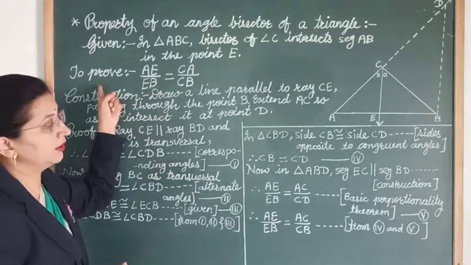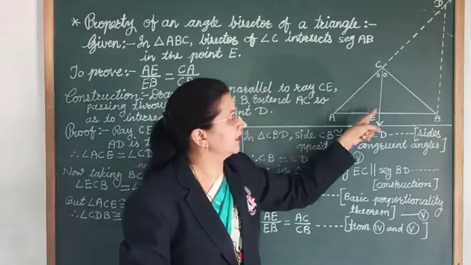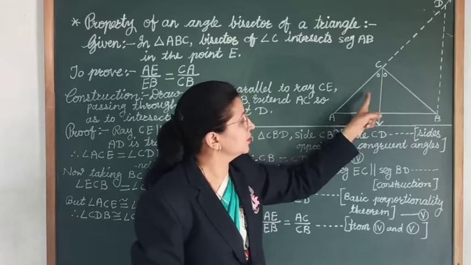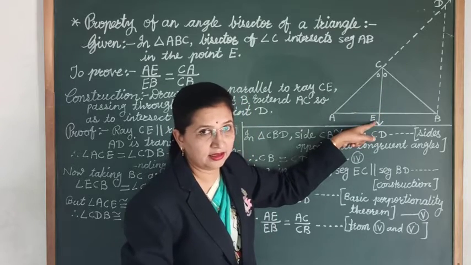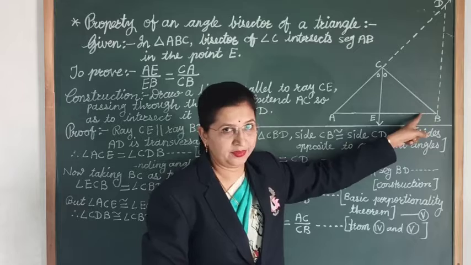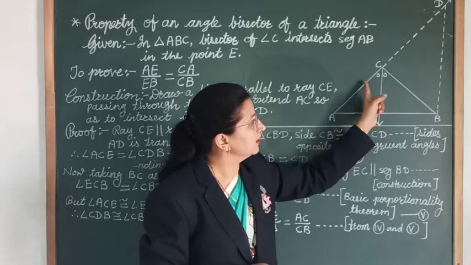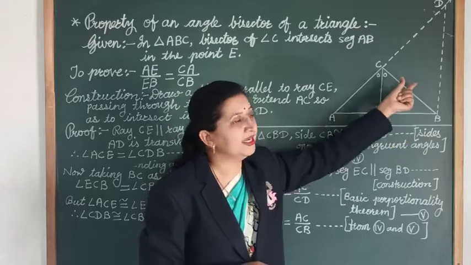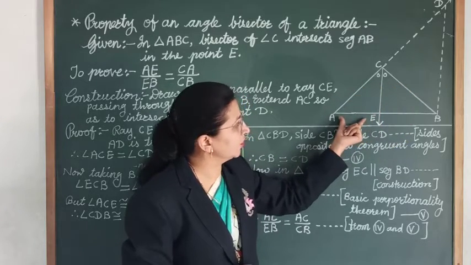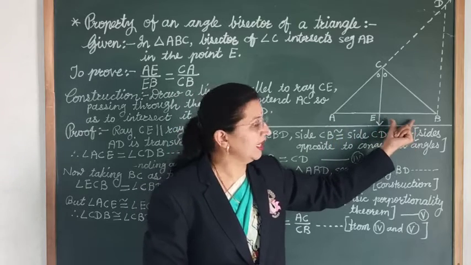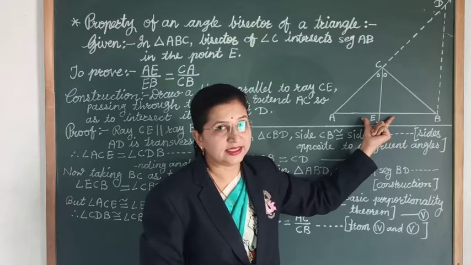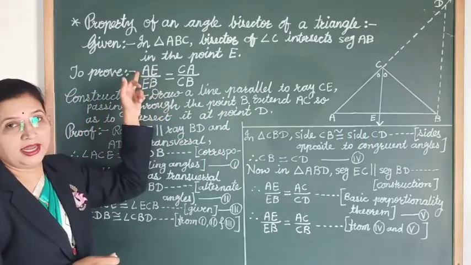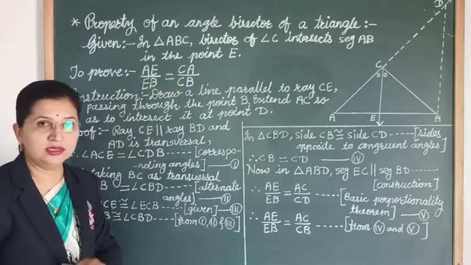Now what we have to prove? As this bisector of angle ACB divides its opposite side, it divides the side opposite to the angle in the same ratio as the remaining sides. It means that the ratio of AE upon EB is equal to AC upon CB. So what we have to prove is AE upon EB is equal to CA upon CB.